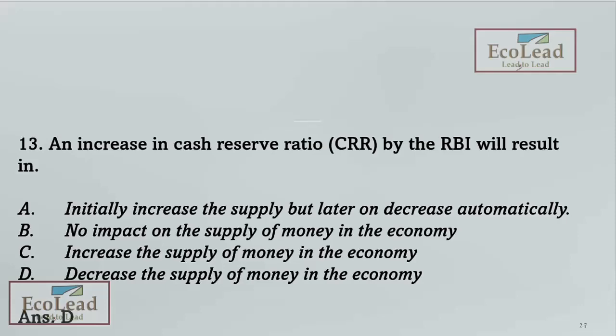Yes, the answer is D. Because if cash reserve ratio is increased, definitely commercial banks will have lesser amount of money in their hands to create the credit. So it will decrease the supply of money in the economy. Let us move to the next question.